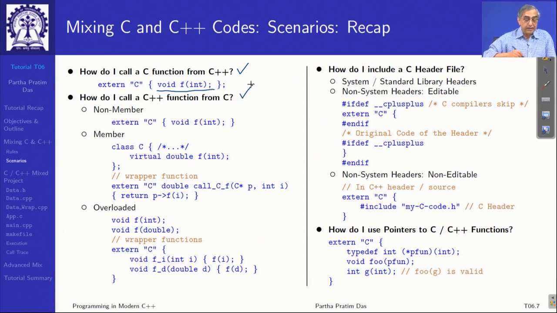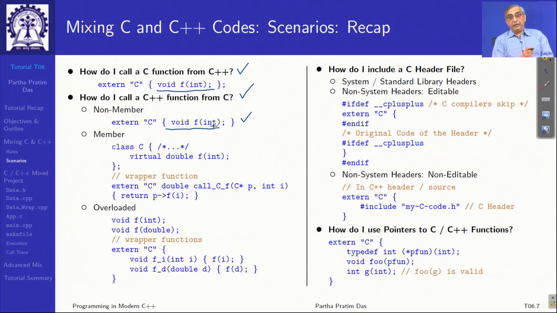How do I call a C++ function from C? The other way. A C++ function could be of many types. It could be a non-member function, a member function, an overloaded function and so on. The basic approach is the same: for a non-member function, which is a global function so to say, you just have to put that function within extern C to make sure that you do not have the mangling of the name, because then the C code will not be able to call it, because the C compiler will not understand.